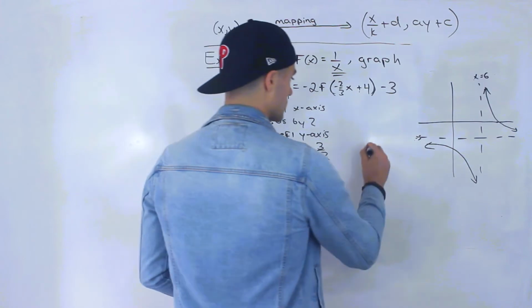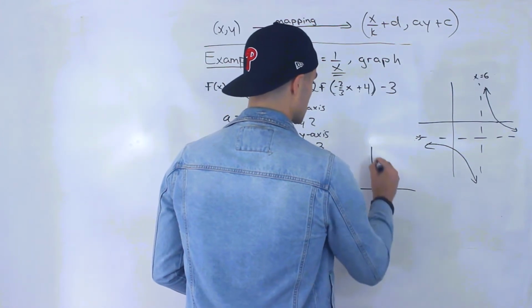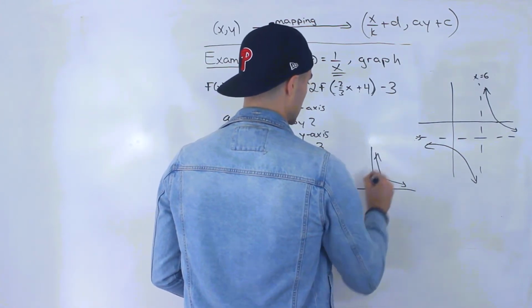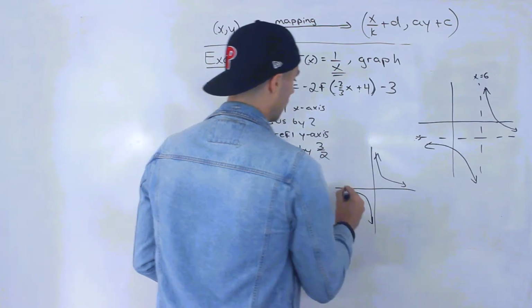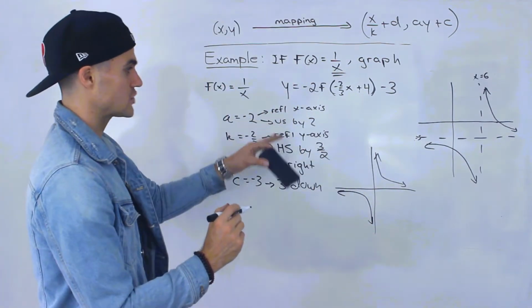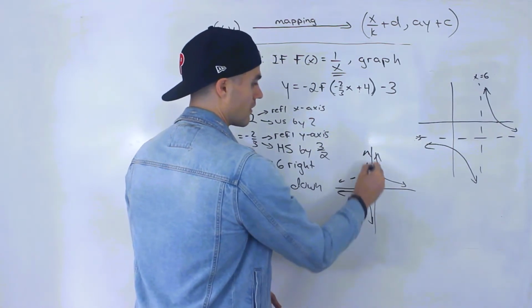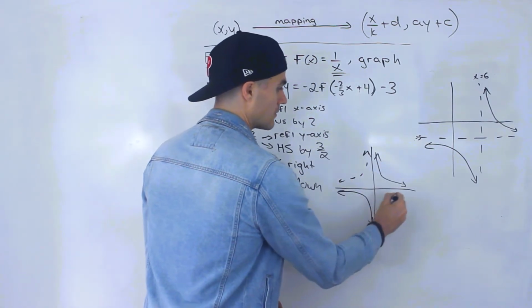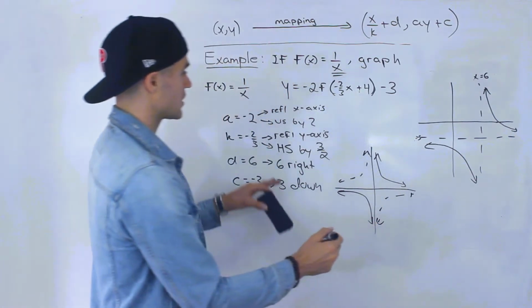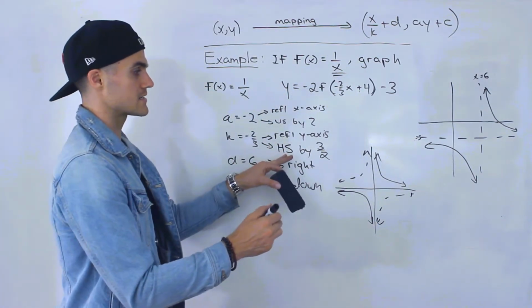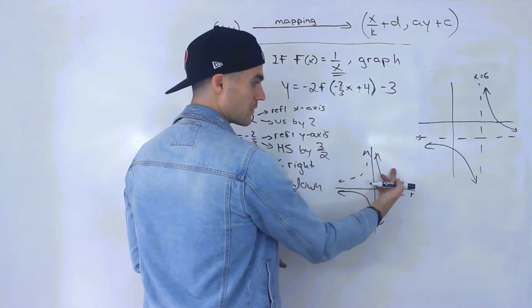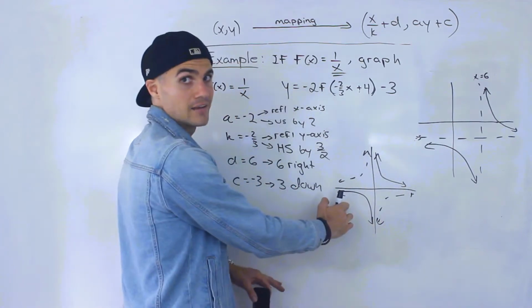Okay, so now what we can do is we can actually apply these transformations to that parent function, which looks like this. Now, one thing I want to mention, there's a reflection in the x-axis, so this would go up here, and then this would go down here. But then there's also a reflection in the y-axis. So notice that this then would become this again, and then this would become that.